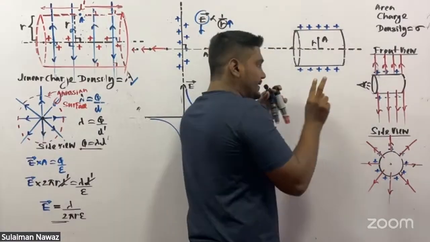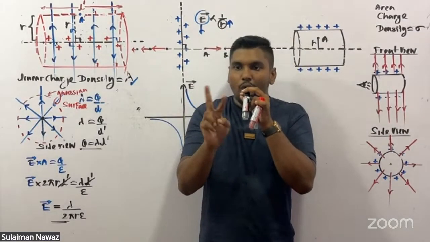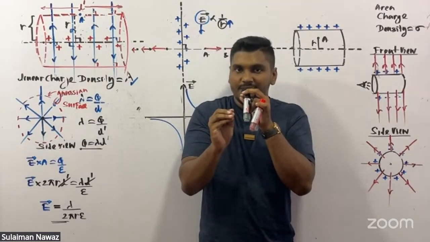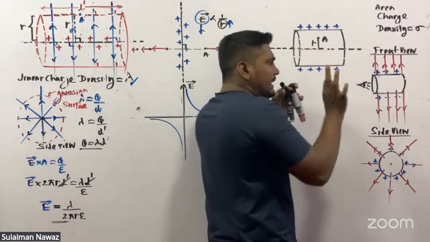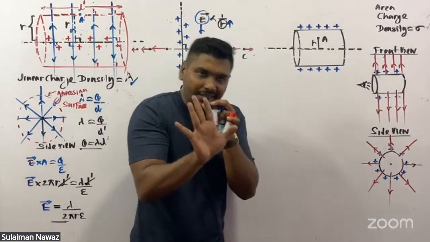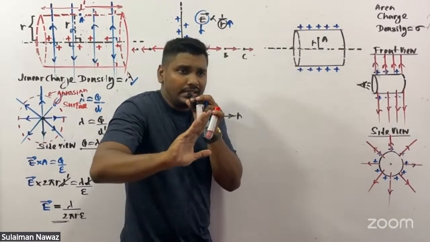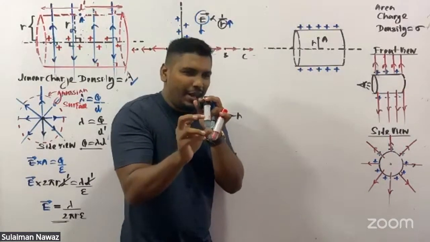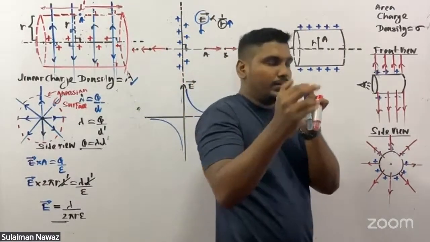Same story: select a Gaussian surface. Two conditions are there. Your point must be on the Gaussian surface, and the Gaussian surface must be perpendicular to the electric field lines. Since inside the cylinder there are no electric field lines, you can select whatever shape of Gaussian surface you prefer. Normally in this scenario we consider a cylindrical Gaussian surface.